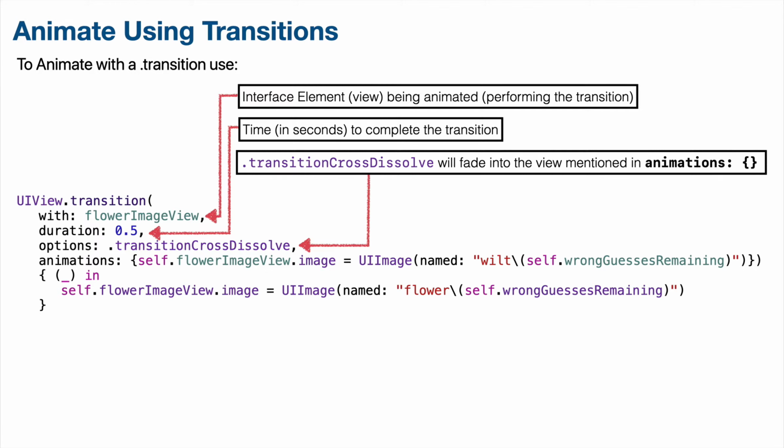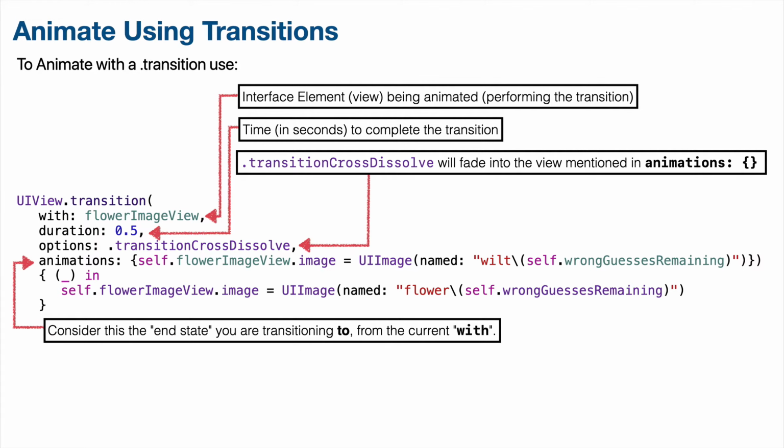Now the animations argument is followed by curly braces, and inside of these is the end state of what we're transforming to. So if we start with what we have in width up here, we end up with what we've got inside the curly braces for animations. And we're going to take 0.5 seconds to get there, and the option that we're going to use to get there is the cross dissolve transition.